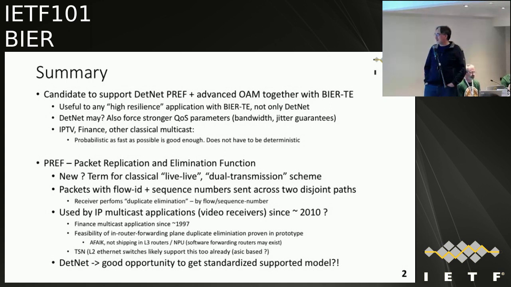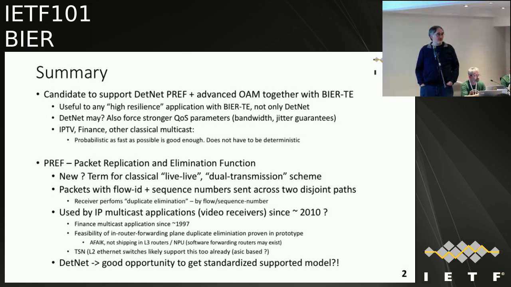So the idea is to have packets with flow ID and sequence number sent across two disjoint paths, and then the receivers perform duplicate elimination by the flow ID and the sequence number, right? You just remove the duplicate packets. And actually, in the case of the BRTE solution, it can also be midpoints. I don't have the example here, but I'll have it on Friday in the DetNet session, where we're going to talk about that in more detail.